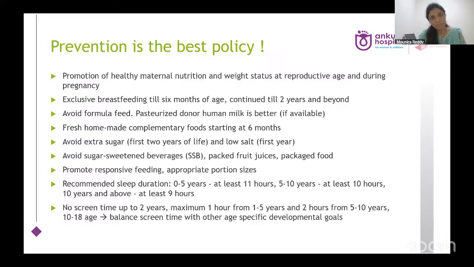And sleep is very important, because insomnia has been found to be a causative factor of overweight and obesity. The recommended sleep duration for different age groups has been defined by IAP, and I think we as pediatricians must promote it: 0 to 5 years should have at least 11 hours of sleep, 5 to 10 at least 10, and 10 years and above at least 9 hours of sleep. There have also been some recommendations on screen time: no screen time up to 2 years of age, a maximum of 1 hour from 1 to 5 years, and 2 hours from 5 to 10 years. Beyond 10 years of age, it has to be balanced with their specific developmental goals.